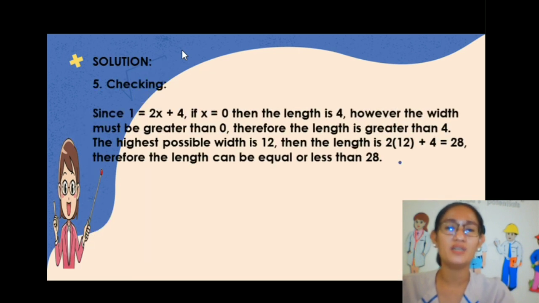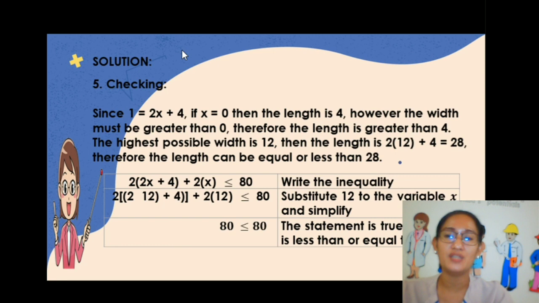Since the length equals 2x plus 4, if x equals 0, then the length is 4. However, the width must be greater than 0. Therefore, the length is greater than 4. The highest possible width is 12. Then the length is 2 times 12 plus 4, which equals 28. Therefore, the length can be equal to or less than 28.